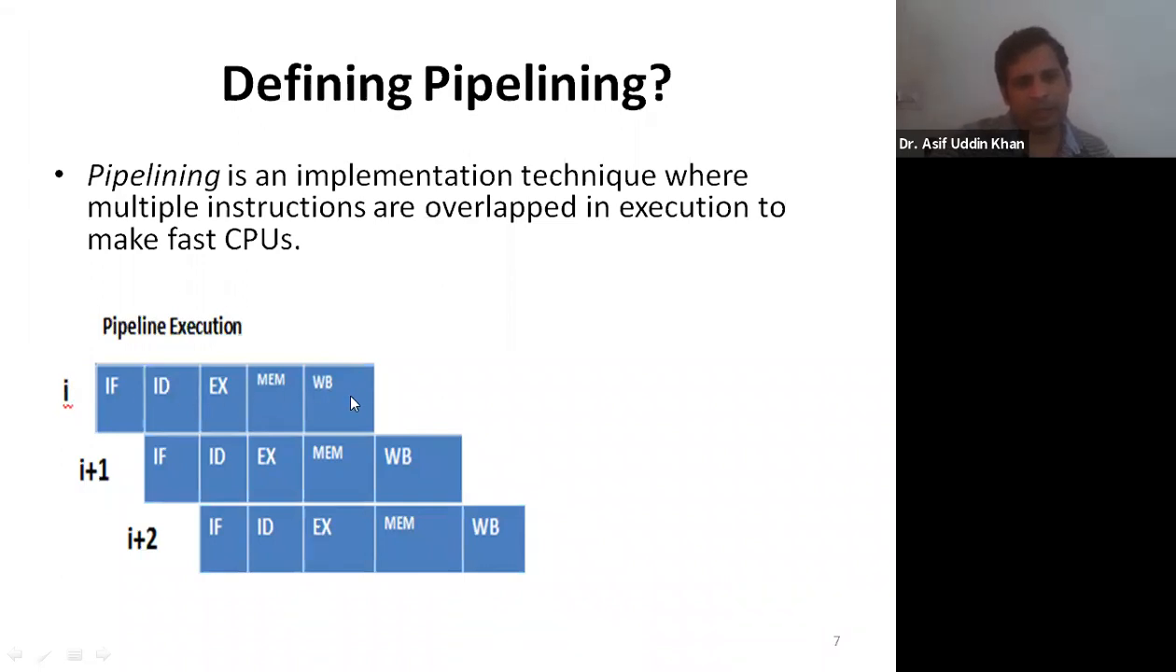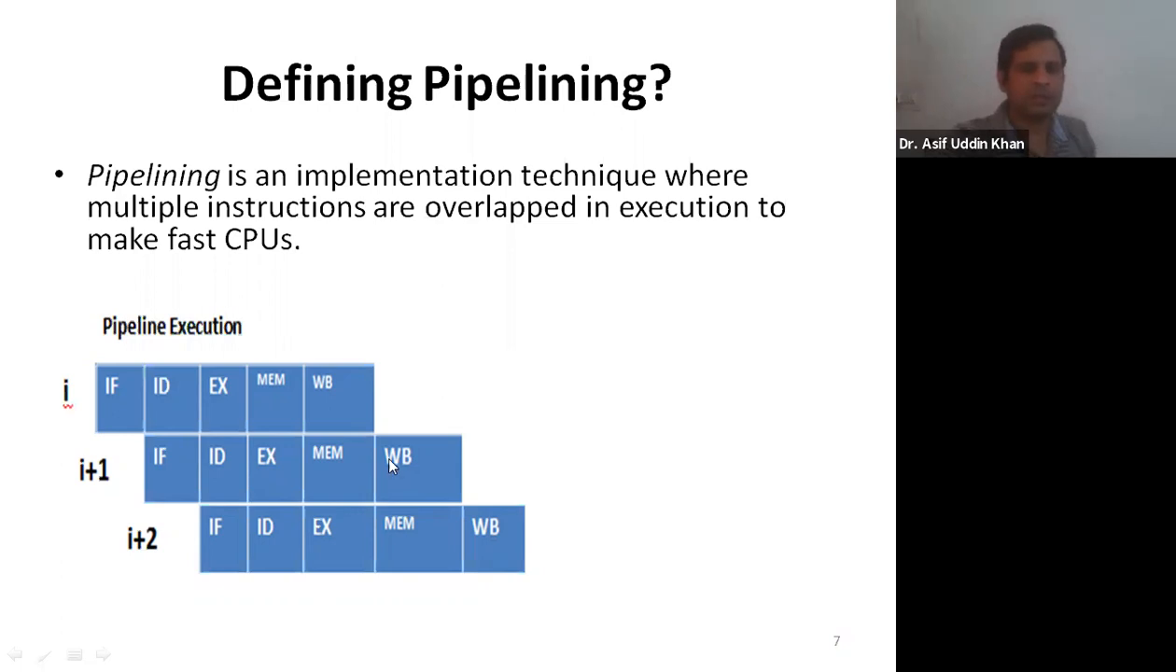Now in clock cycle number 6, instruction I plus 1 completes its WB phase, so it is completed at clock cycle number 6. And in clock cycle number 6, WB of I plus 1 is done and MEM of I plus 2 is done. Then in clock cycle number 7, WB of I plus 2 is done, and this I plus 2 instruction completes its execution here.